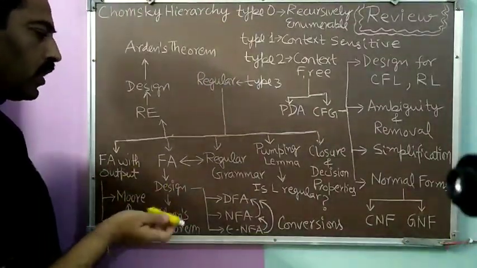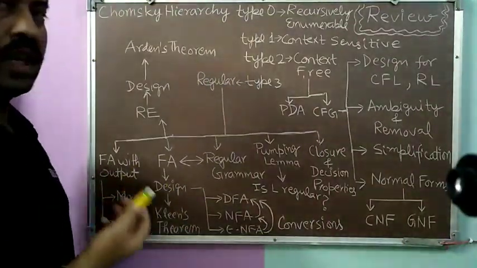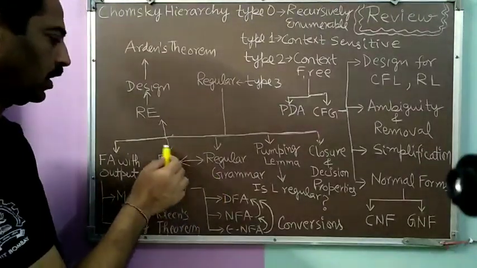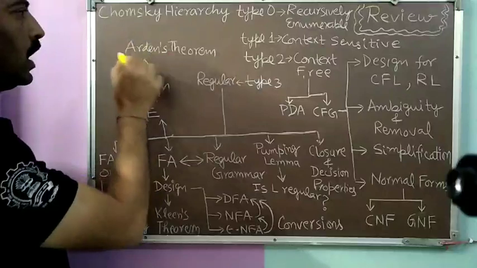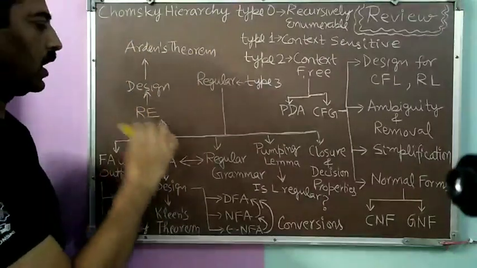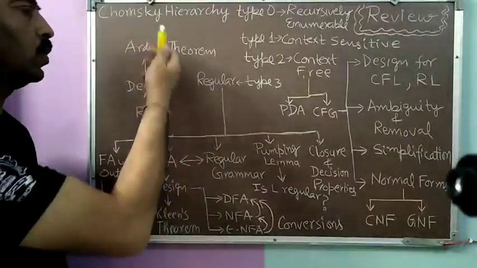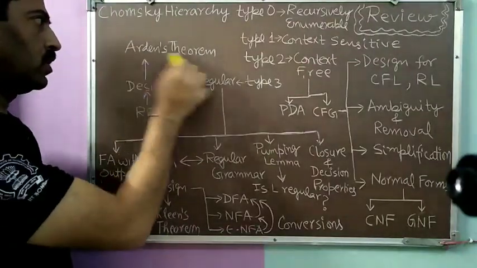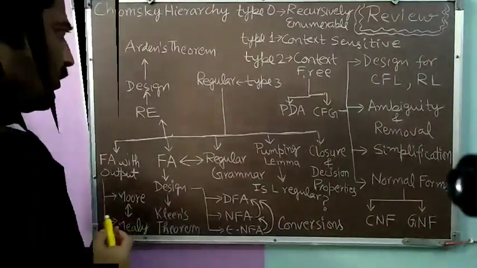We can also do the reverse conversion. Suppose we have an FA with us and we want a regular expression for that. If we have an FA, we can use Arden's theorem and convert a given FA to the corresponding regular expression. So this is also important from the point of view of examination.